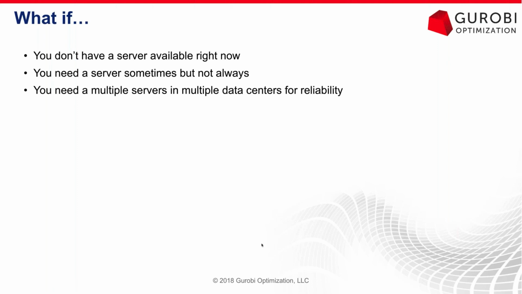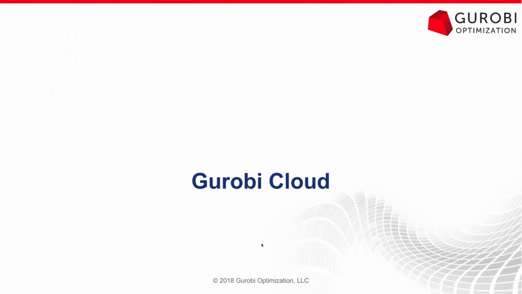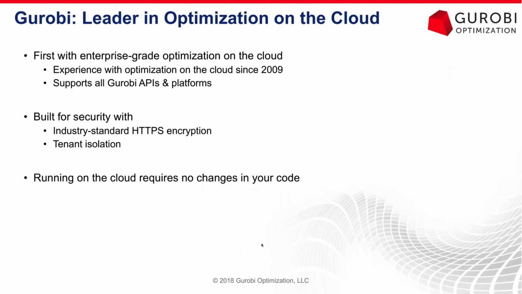The perfect solution for that is Gurobi Cloud. Now, Gurobi Cloud is just putting the Gurobi compute server onto the cloud. Gurobi is the leader with optimization on the cloud. We were the first optimization provider with enterprise-grade optimization on the cloud. It's something we've been doing for almost 9 years now. And the nice thing about the Gurobi Cloud product is that we support all Gurobi interfaces and all platforms. So you can work with a Mac, Windows, Linux. You can mix them all together and use those to connect to the Gurobi Cloud.